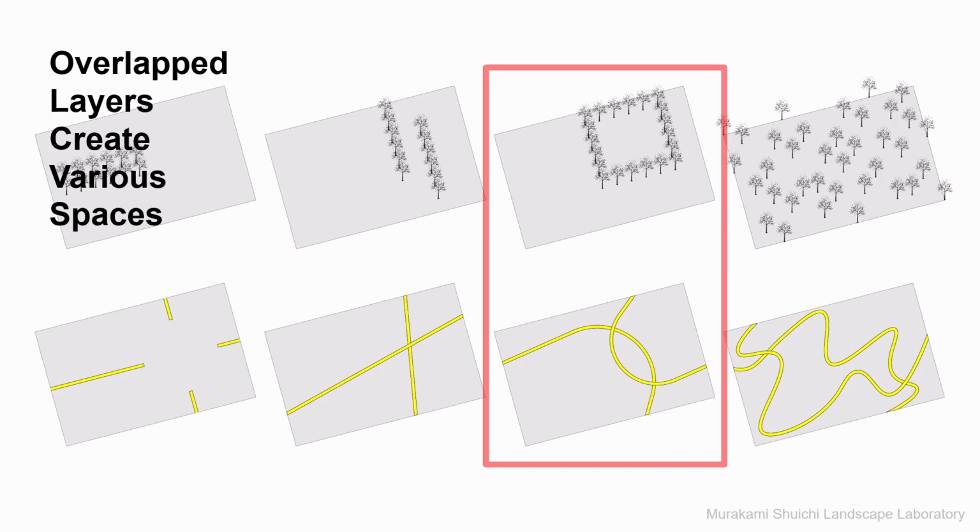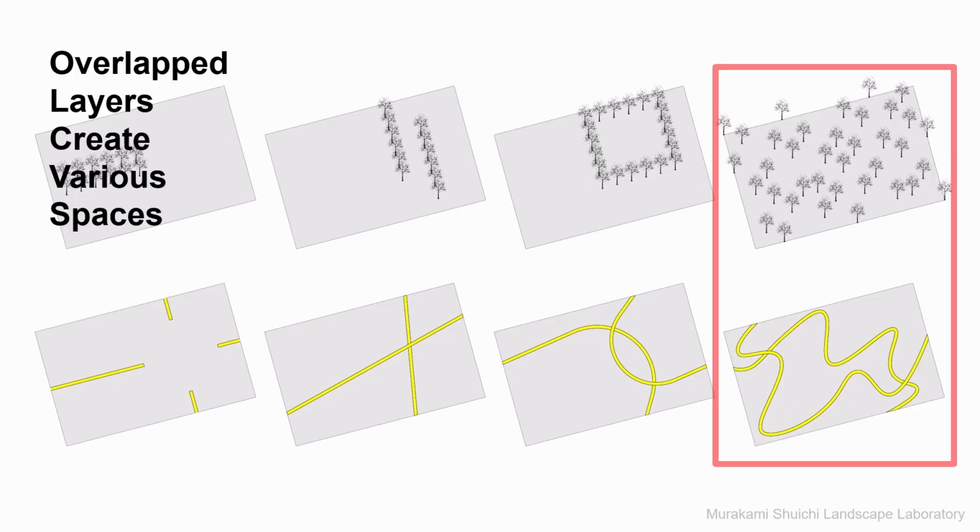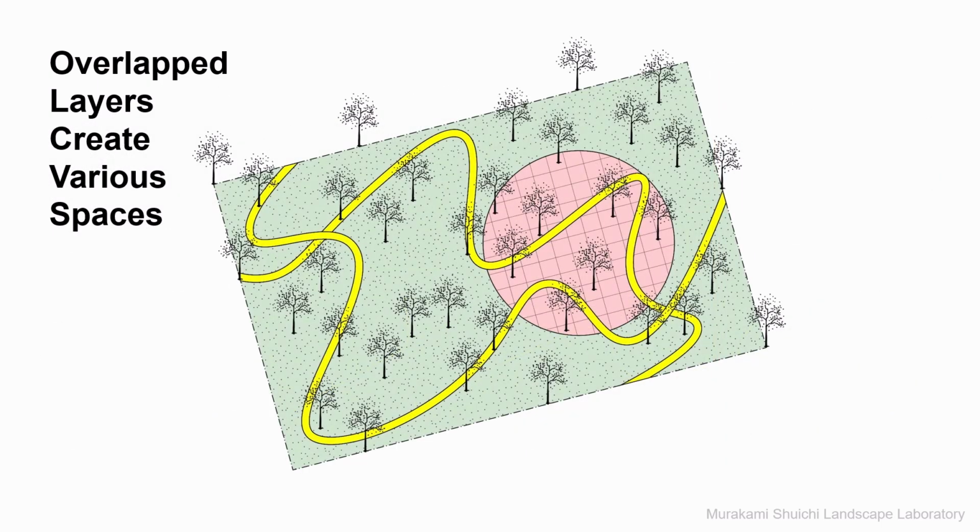When we overlap curving passes with a rectangular enclosure, the result looks like this. The plaza and the enclosure coexist while shifting out of alignment with one another, and the passes carve through the space between them. When we overlap complex curving passes with trees scattered across the entire site, the result looks like this. The plaza sits within a grove of trees while the passes wind throughout the site.